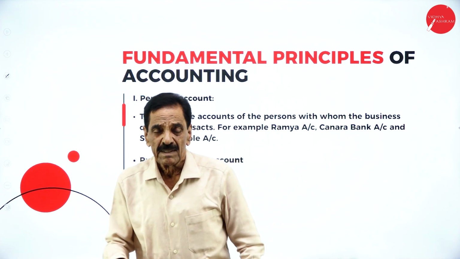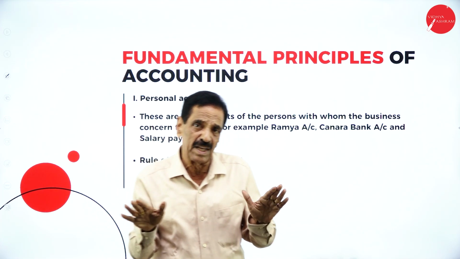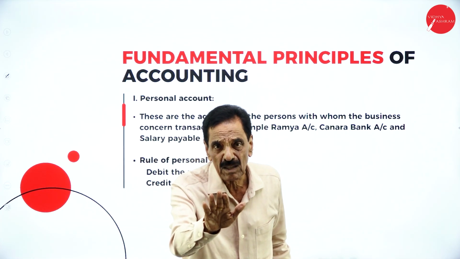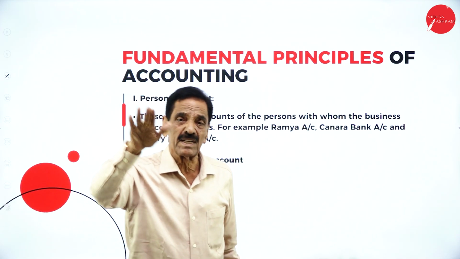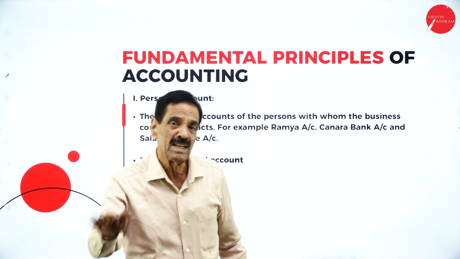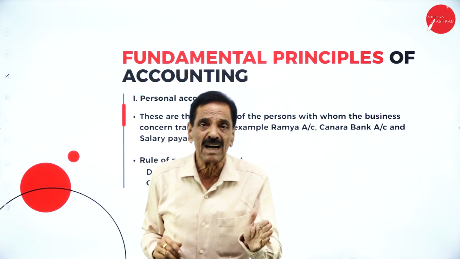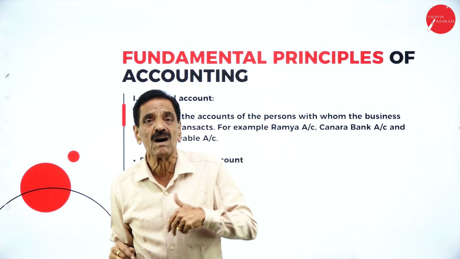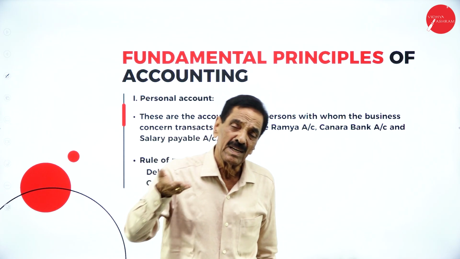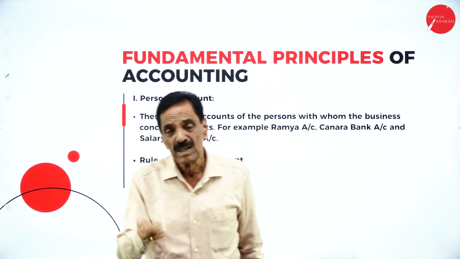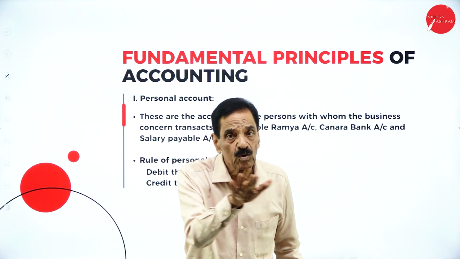I will explain. The entire accountancy has been divided into three groups. One is called personal account, one is called real account, one is called nominal account. What is personal account? Any account which is connected to a person is called a personal account. It is Rama's account, Krishna's account, X's account, Y's account. Even a bank account is also called a personal account because the bank follows with the name.